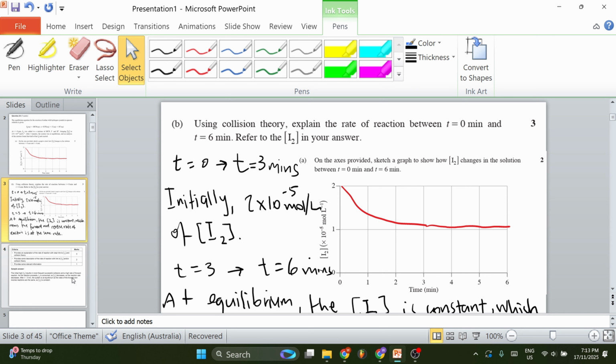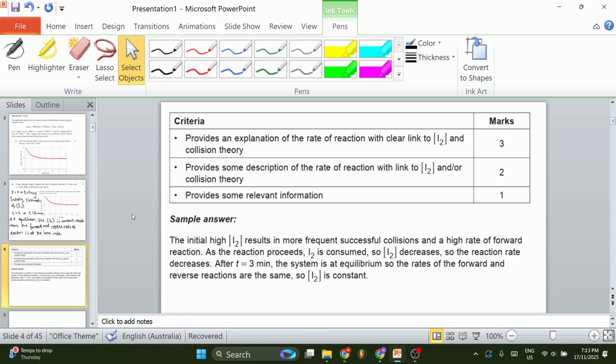Now let's look at the HSC sample answer. The initial high I2 concentration results in more frequent successful collisions and a high rate of forward reaction. As the reaction proceeds, I2 is consumed, so I2 decreases, so the reaction rate decreases. After t equals 3 minutes, the system is at equilibrium, so the rates of the forward and the reverse reaction are the same, so I2 concentration is constant.